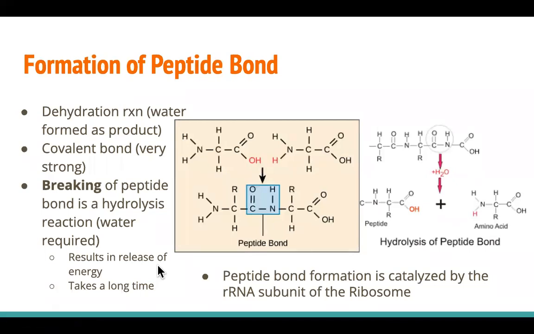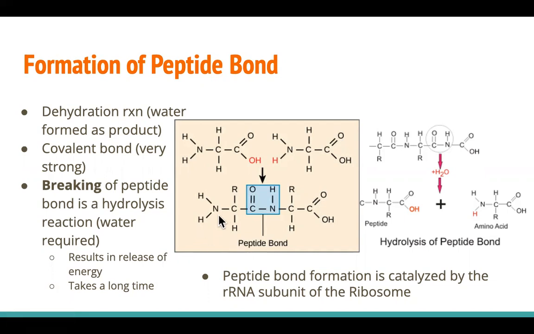Another aspect of amino acids in general is the formation of peptide bonds. So when amino acids come together, that's called a peptide bond, that they're joined through a hydrolysis reaction. And then the bond that forms between the 2 amino acids is a peptide bond.